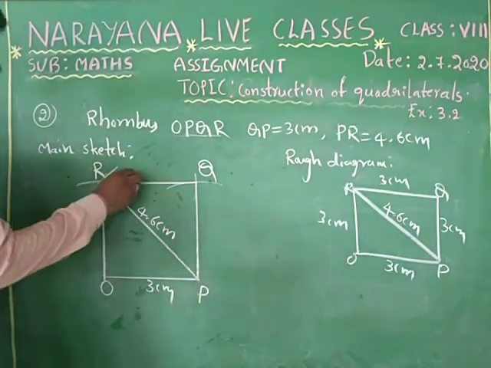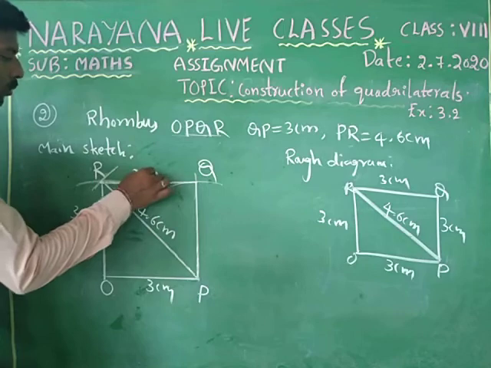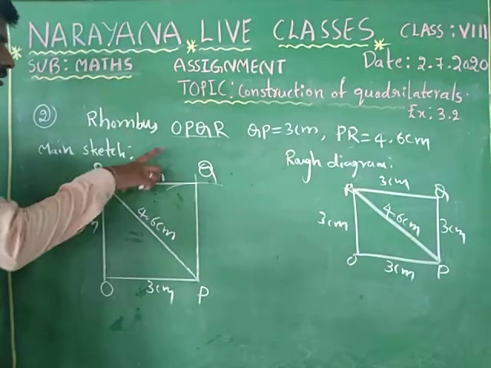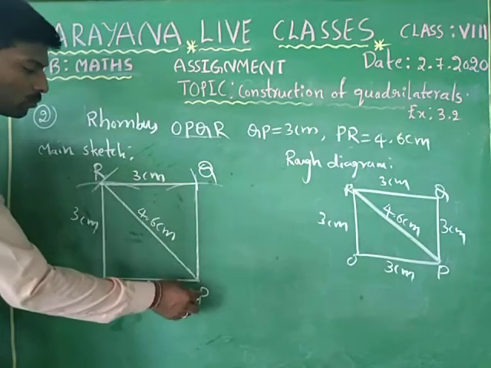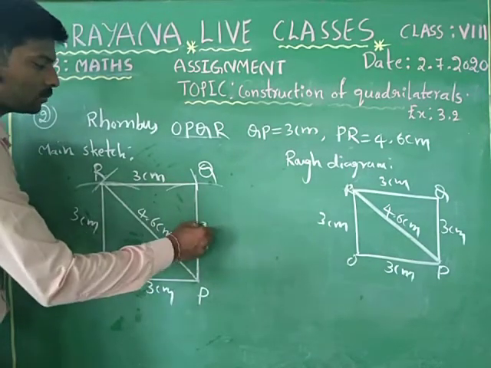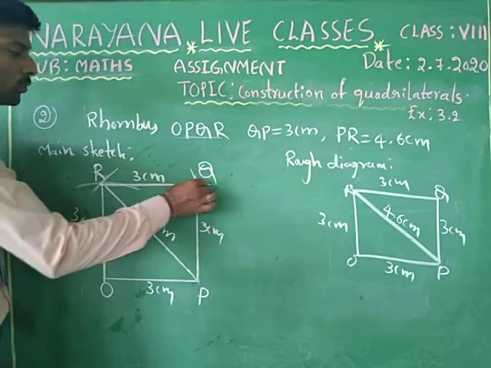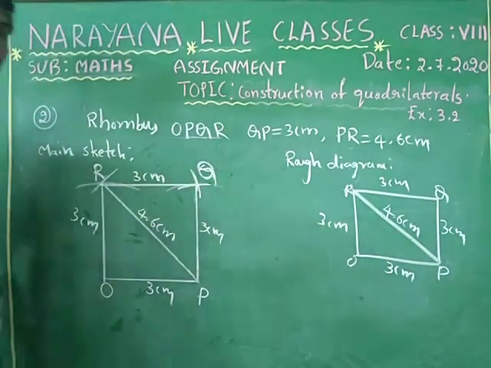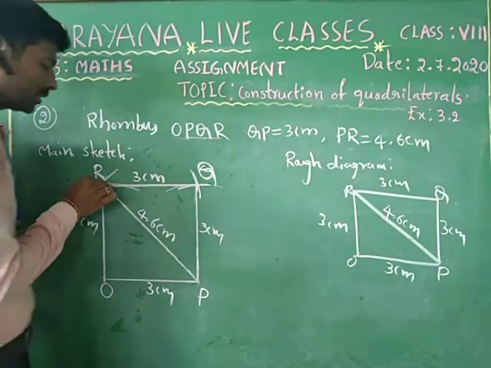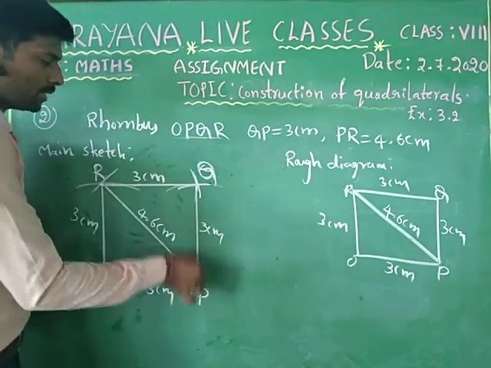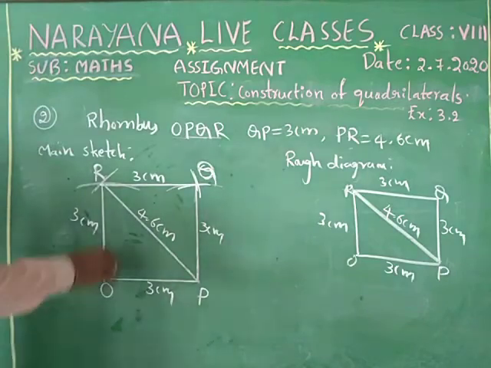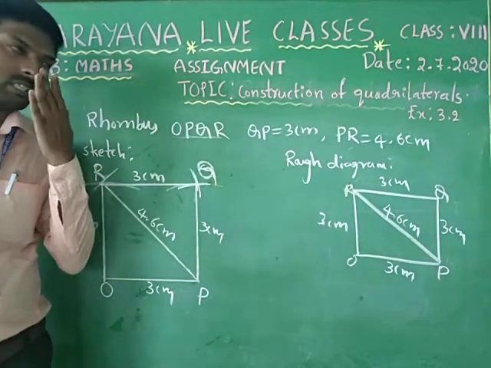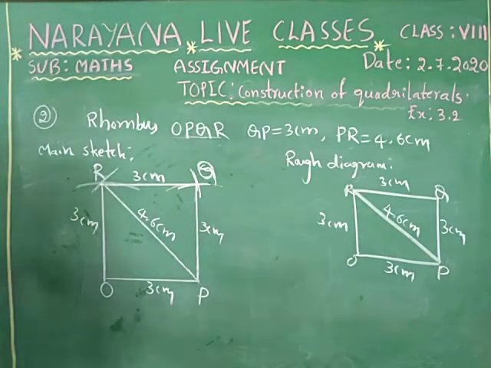Again, with point R as center and a radius of 3 centimeters, draw an arc. Again from point P with a radius of 3 centimeters, draw one more arc. The point of intersection of these two arcs can be taken as capital Q. Now join point R to Q and point P to Q. So hence we have constructed rhombus OPQR. This is the second one. So let's go for question number 3.